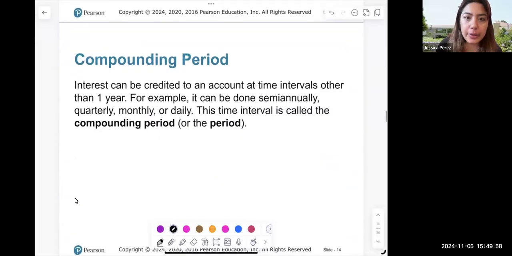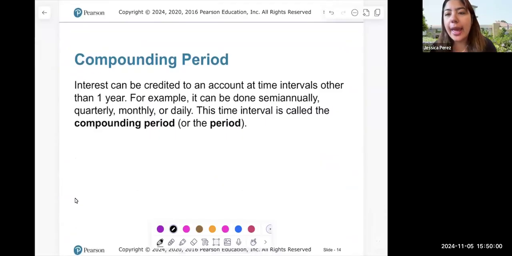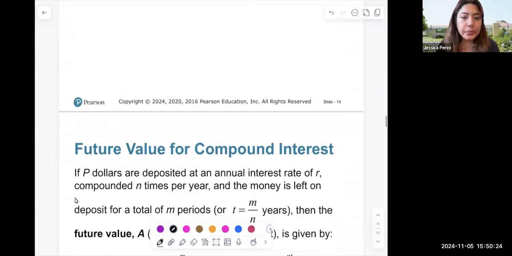Now, the compounding period can be credited to an account at intervals other than 1 year. So it could be done semi-annually, quarterly, monthly, or daily. The period of intervals is called the compound period. So the compounding period is how many times it is going to be compounded.